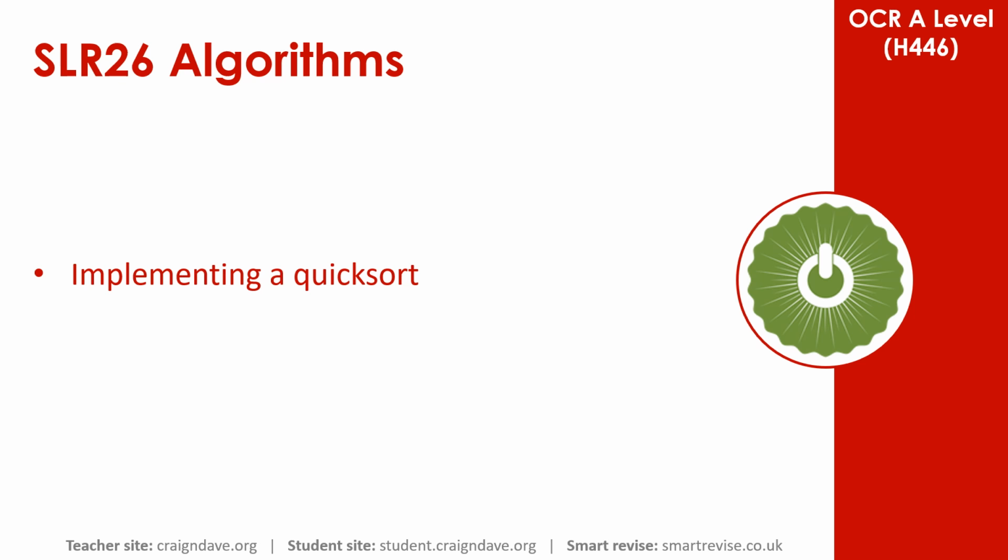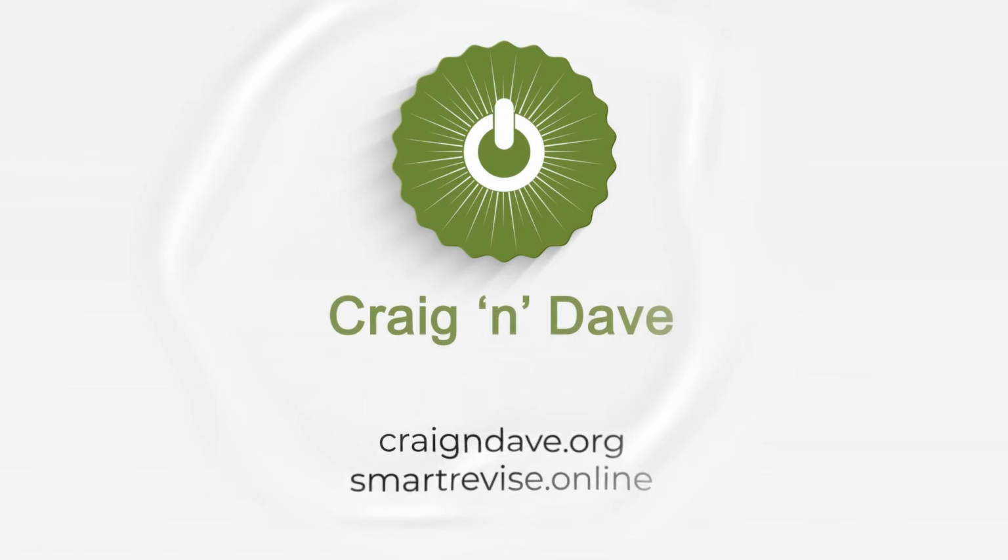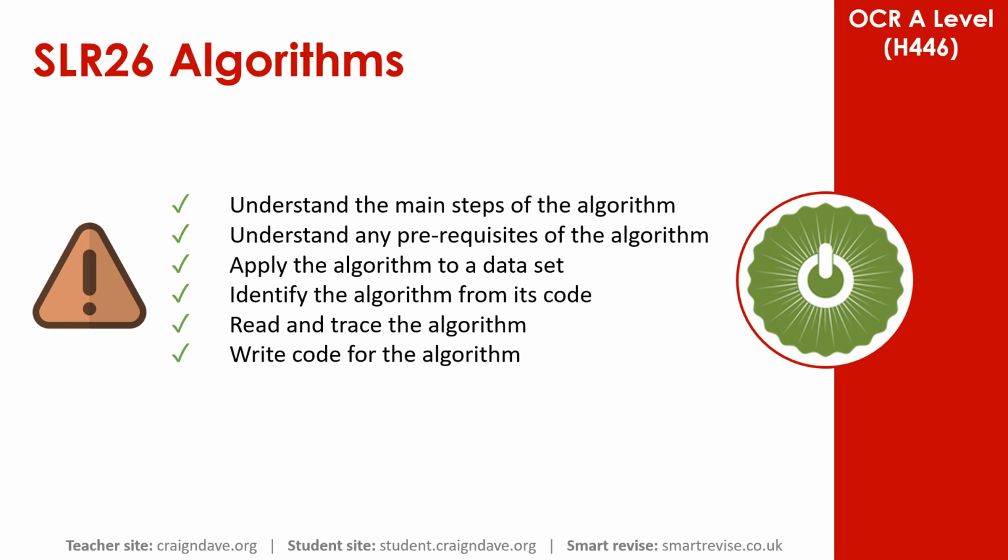In this video, we take a look at how you implement the Quicksort algorithm. So let's start again by checking what the exam board needs you to know for the Quicksort. You have to understand the main steps and the prerequisites of the algorithm, be able to apply it to a data set, identify the algorithm from its code, be able to read and trace the algorithm, and also you should be able to write the code for this algorithm.